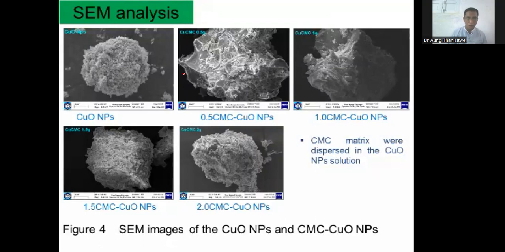Next, the SEM images of CuO nanoparticle and CMC-CuO nanoparticle. A uniform surface morphology is observed for CuO nanoparticle, with visible spherical particles. In the nanoparticle containing CMC, the research shows the CMC matrix was dispersed in the CuO nanoparticle solution. However, some aggregation and bigger particles can be seen with the increasing CMC content.